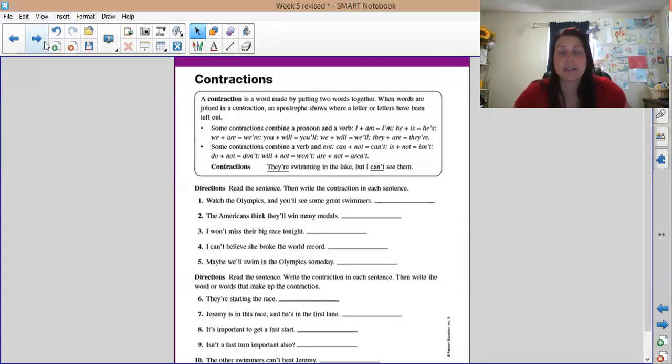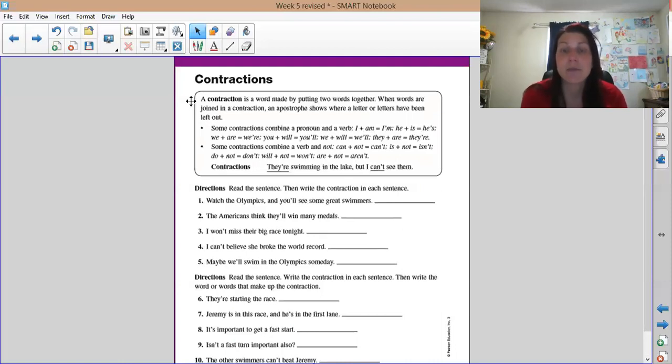All right, let's try some together. All right, so let's read the directions together. A contraction is a word made by putting two words together. When the words are joined in a contraction, an apostrophe, I know you want to say it. Go ahead, apostrophe. Shows where a letter or letters have been left out. Some contractions combine a pronoun and a verb. I and am become I'm. He and is become he's. We and are become we're. You and will become you'll. We and will become we'll.